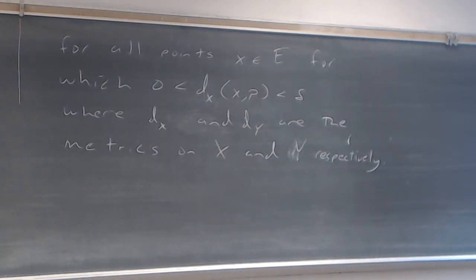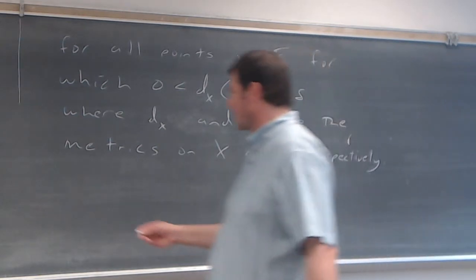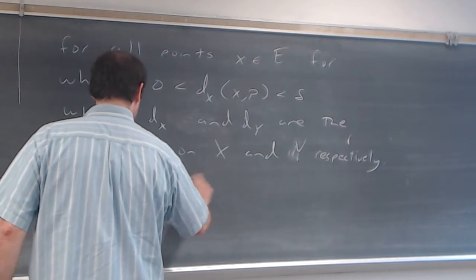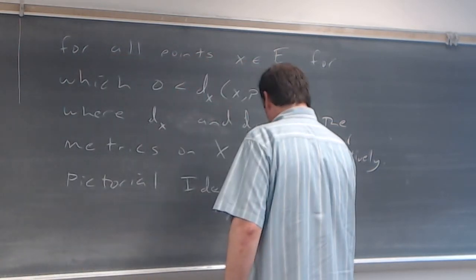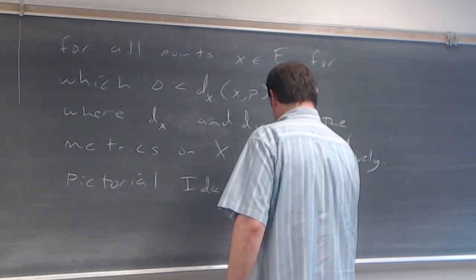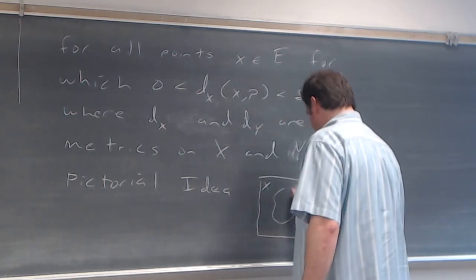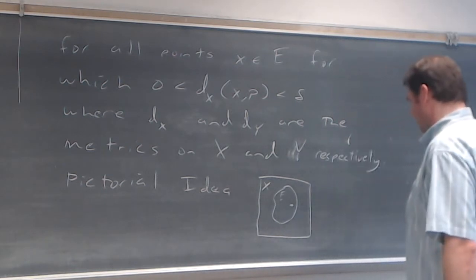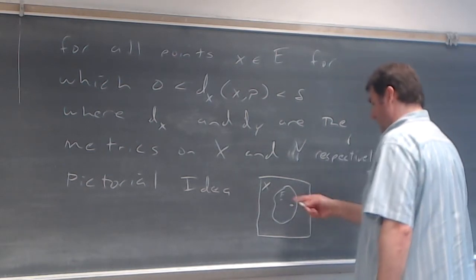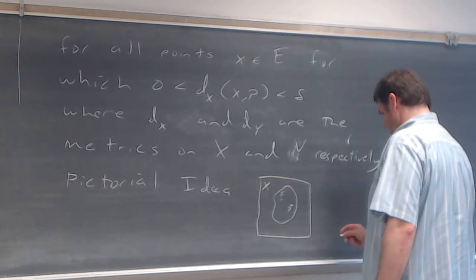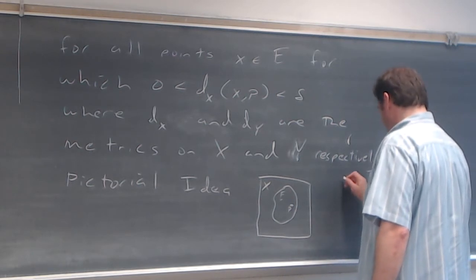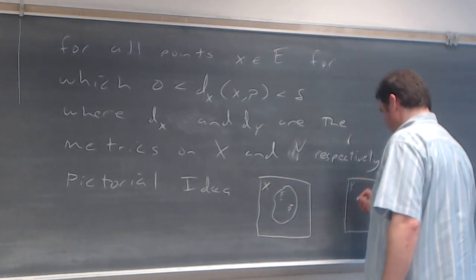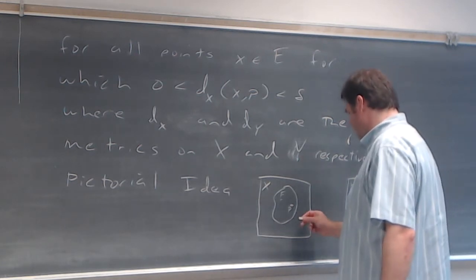So pictorially for a limit, here's what we're going to look at. This is the idea. We've got this space X, and this is E. And P is some limit point, let's say. It doesn't have to be in E, but I've drawn it in E. And this is Y here.